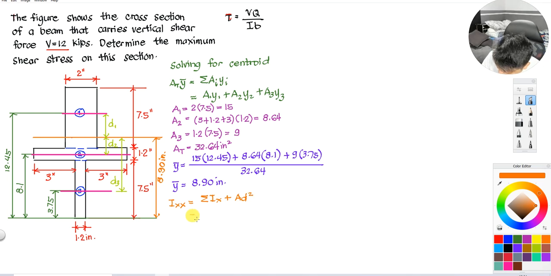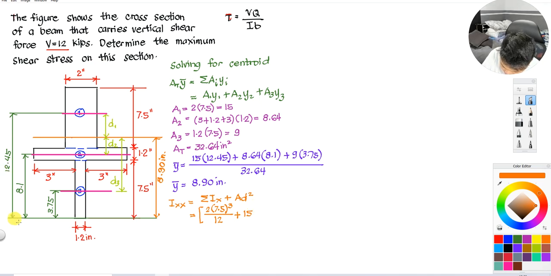Okay? So, para sa area 1, ito yung area 1 ko. Okay? So, ang kanyang IX is BH cube all over 12. Okay? So, BH cube all over 12. Okay? Plus, I will now have the AD squared. So, ano yung area 1 ko? I will now have 15. Okay? Ano ngayon yung D?